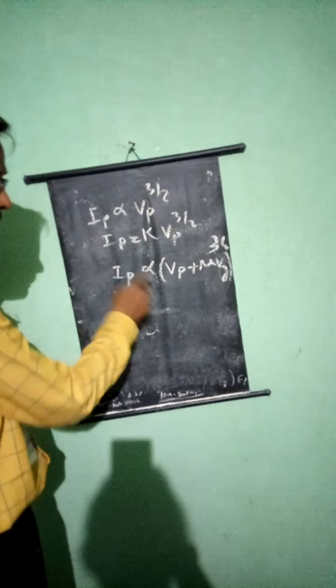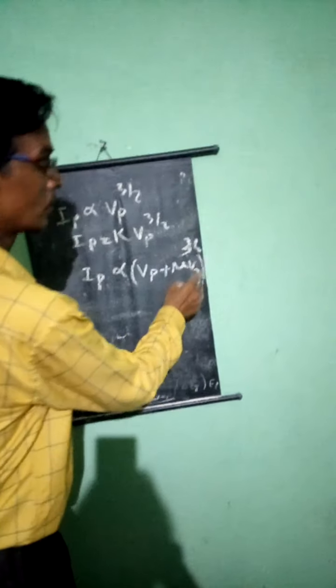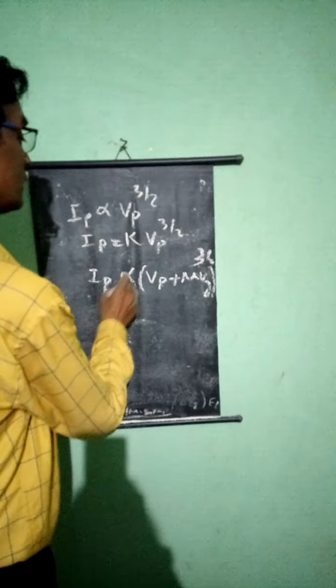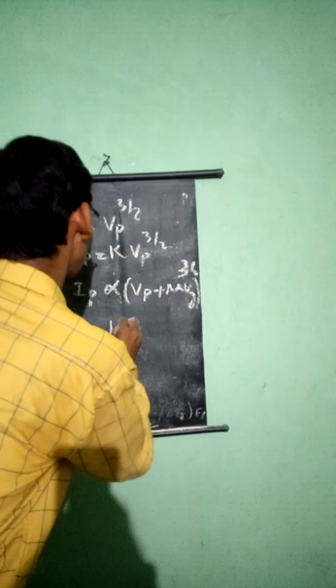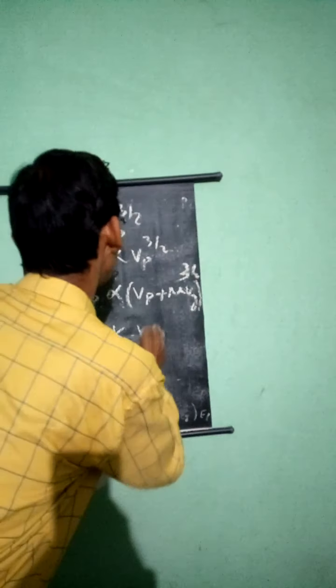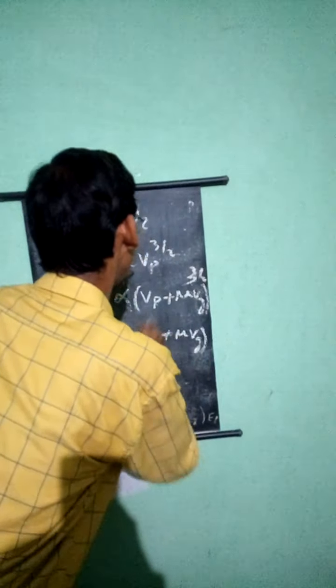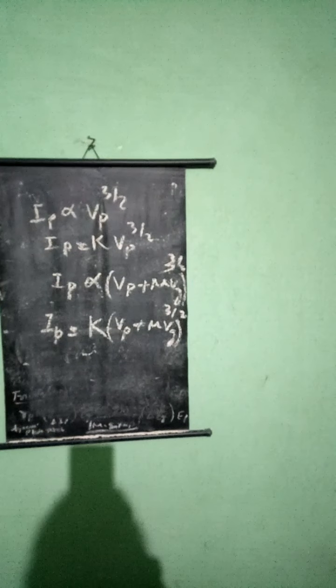The plate current is directly proportional to Vp plus mu Vg. Vg is called the input grid voltage. Vp is called the plate voltage. So you are getting Ip is equal to K times Vp plus mu Vg, to the power 3 by 2. It is the advanced version of Child's three-halves rule. Remember here, to get the voltage gain, the voltage gain is directly proportional to the amplification factor.